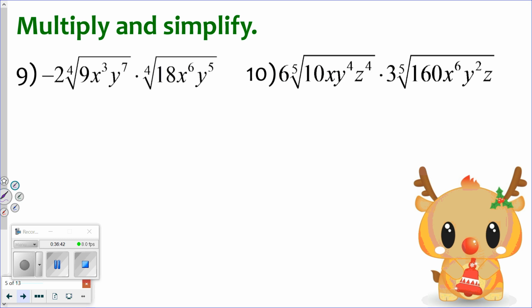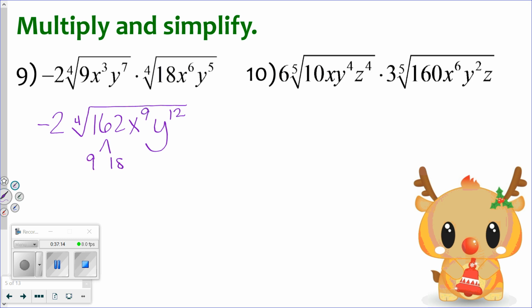Okay, number 9. Again, multiply first. So I have a negative 2 out in front. 4th root. 9 times 18. Is that 160? My brain's not functioning. 162, right? Yes. All right, and then we have x to the 9th, y to the 12th. So just multiplying and putting them together. All right, from there, 4th root of 162. No, not pretty. All right, so we'll do our factor tree.